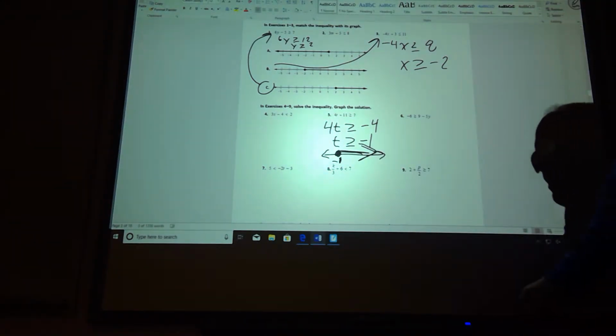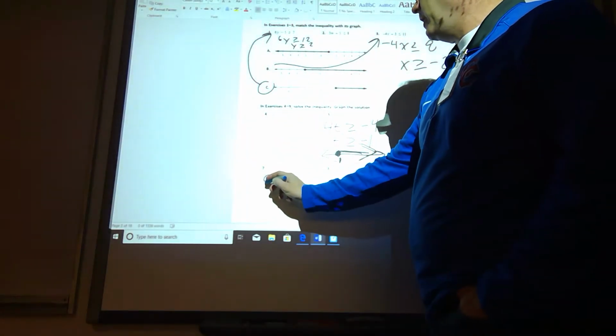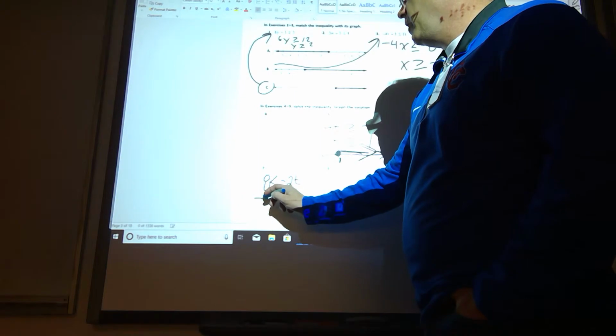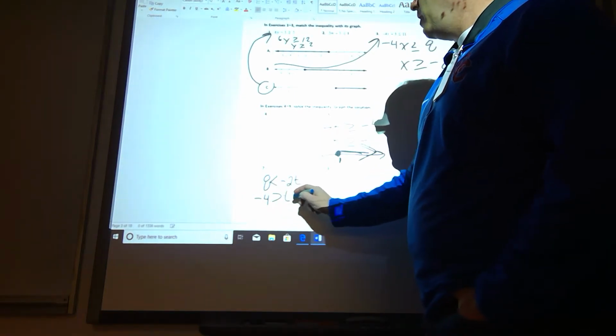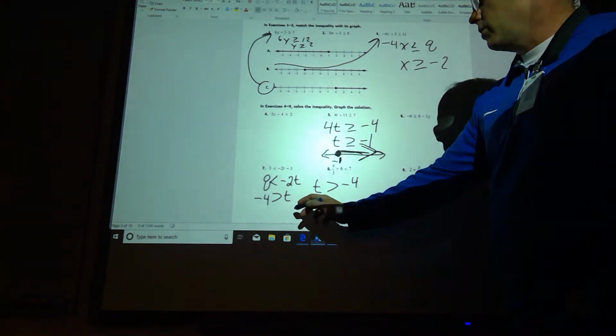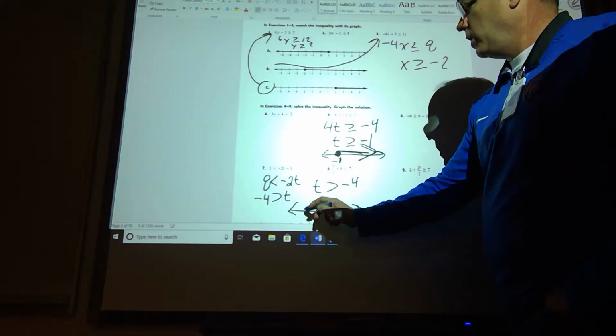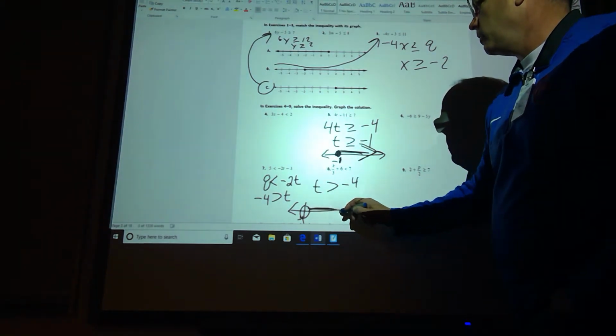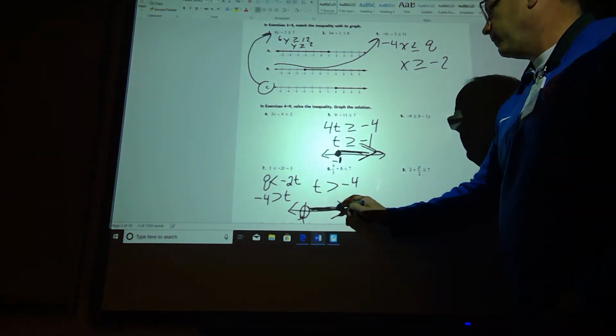Number 7, I'm going to add 3 to both sides, so I get an 8 over here is less than -2t. Divide each side by -2, so the sign flips over. Maybe you might want to flip the whole thing over so it's easier to read. So I want values that are larger than -4, rounded open circle, shaded right.